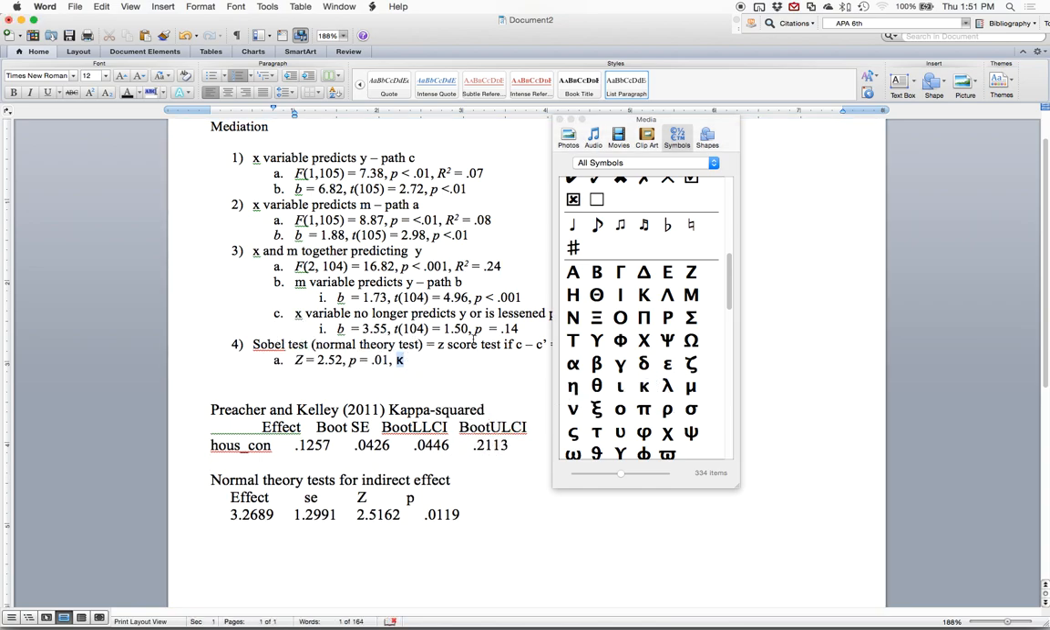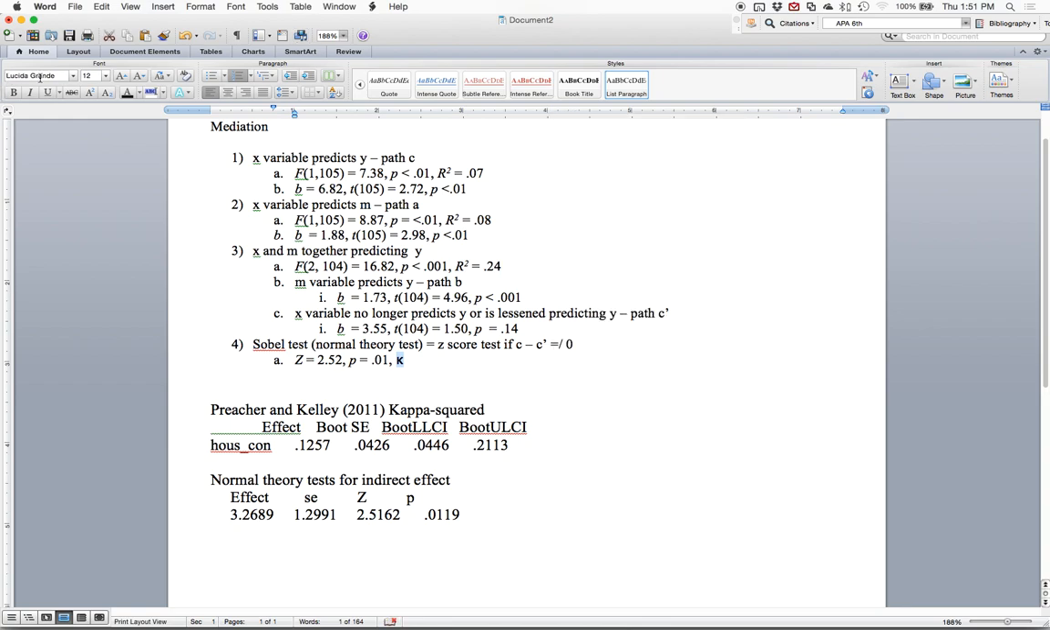So we're going to kappa squared. We're going to put it in a font that we like. There we go. So the squared equals 0.13. You can interpret this the same way we interpret r squared, and that's about a medium effect size. Okay, if you go with 0.01, 0.09, 0.25. And so that's basically saying that the mediation did happen.